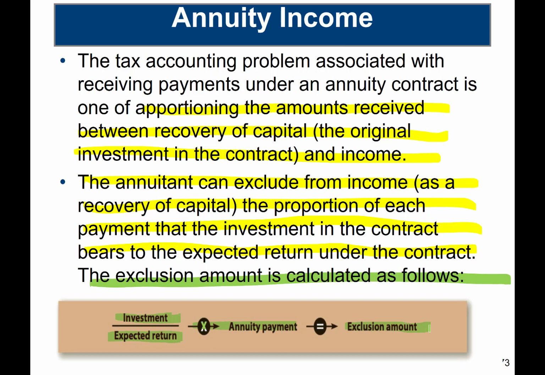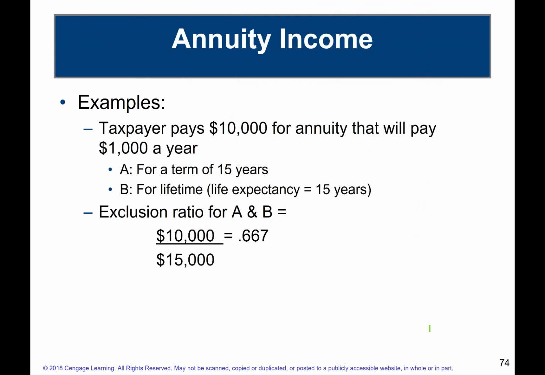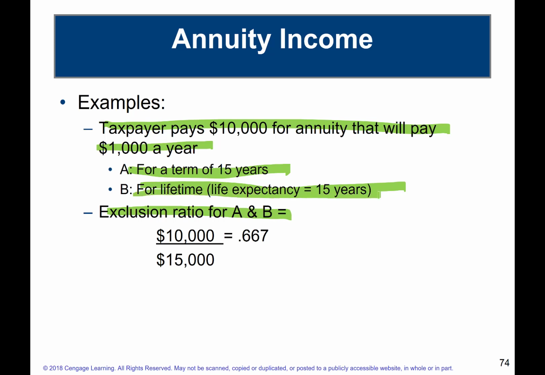Okay, now you come over and we take a look, and we have this $10,000 paid for the annuity, and it'll pay $1,000 a year for a term of 15 years. Life expectancy is 15 years. And then we have the exclusion ratio for A and B situations. So it could be for a term of 15 years or for a lifetime, which is expected to be 15 years. And so we have the 10,000 they initially put in.